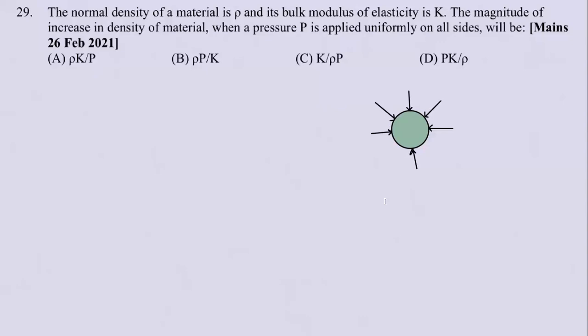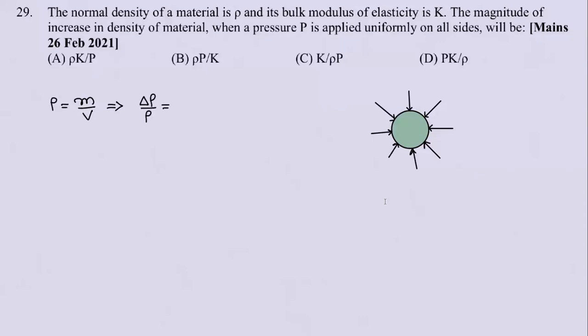That's the key idea. If you pressurize from all sides, volume will definitely decrease and density will increase. So you need to understand the link between decrement in volume and increment in density. Observe, density is equal to mass by volume. By compressing it, mass won't change.